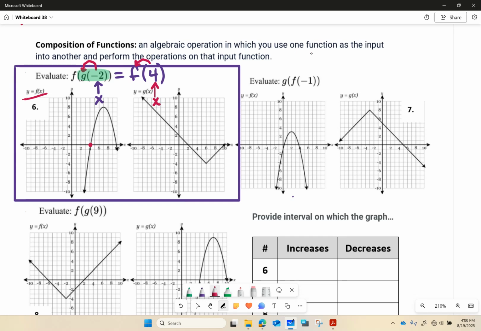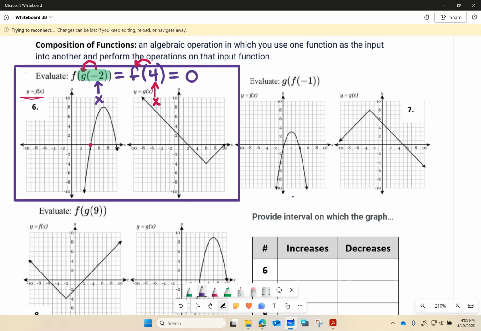Am I going up or down on the 4? Well, I'm already standing on the graph. I don't have to move anywhere. So the answer is 0. Okay? And that's all you do on that one. So far, so good?